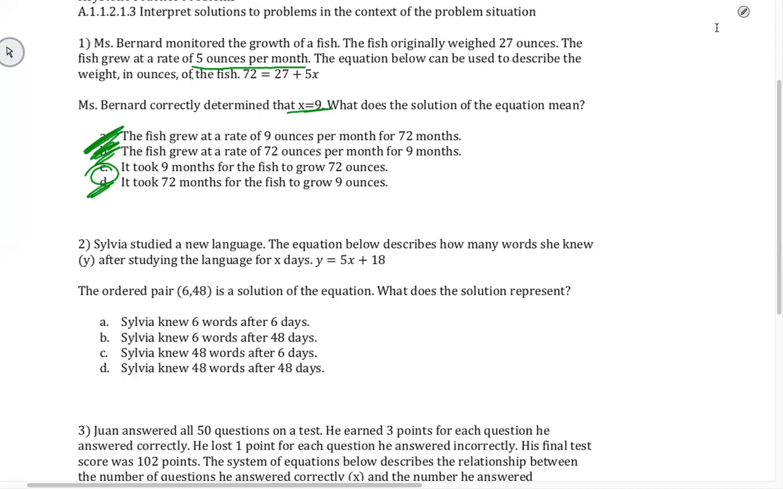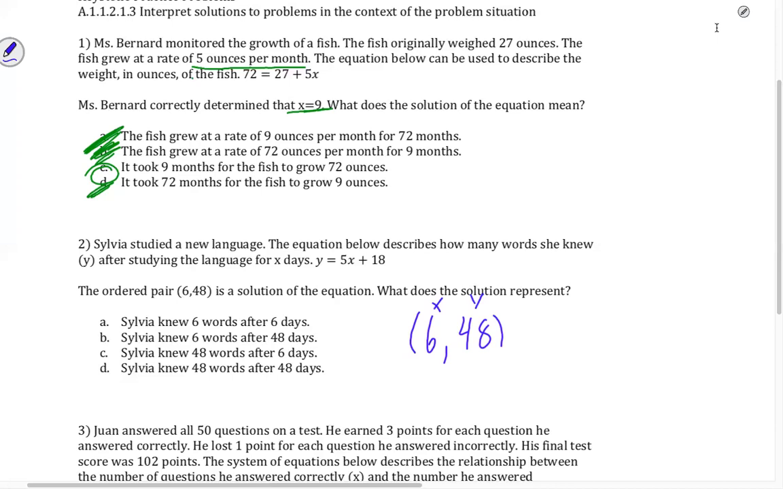Sylvia studied a new language. The equation below describes how many words she knew, Y, after studying the language for X days. The ordered pair 6, 48 is a solution to the equation. What does this solution represent? Well, this is actually a lot easier than you think. Now, 6, 48. This is X and this is Y.